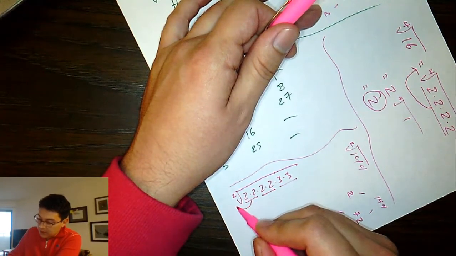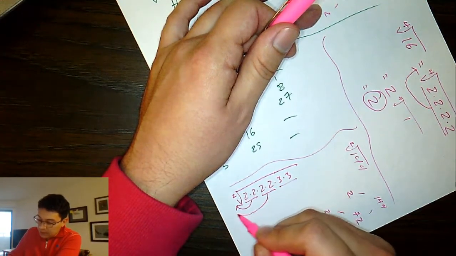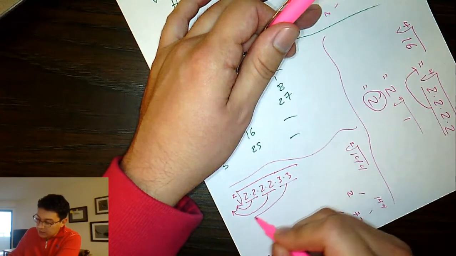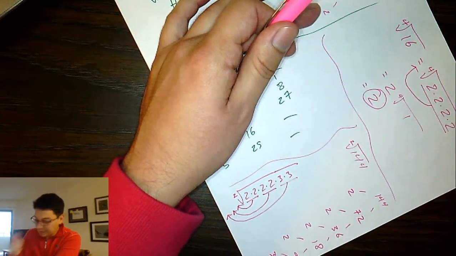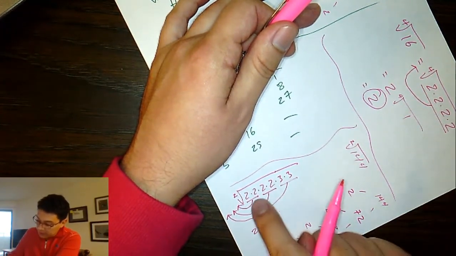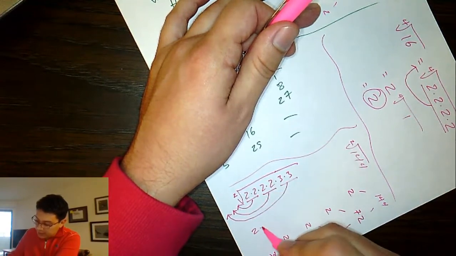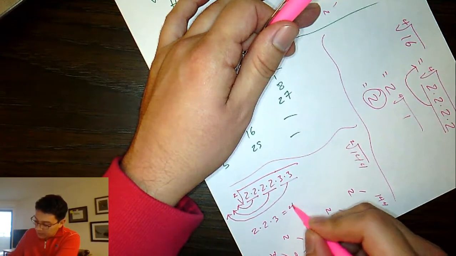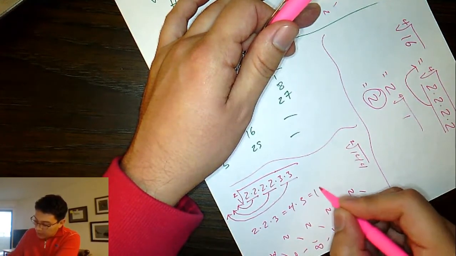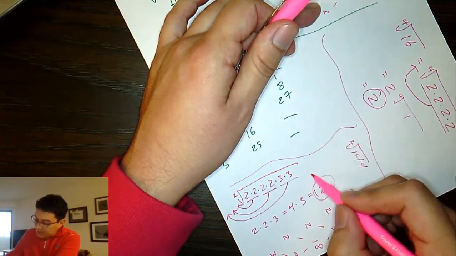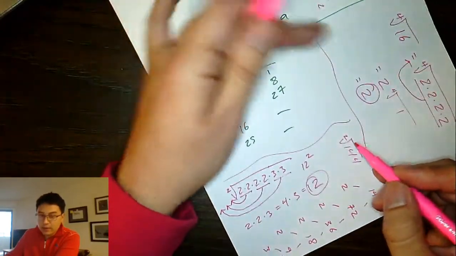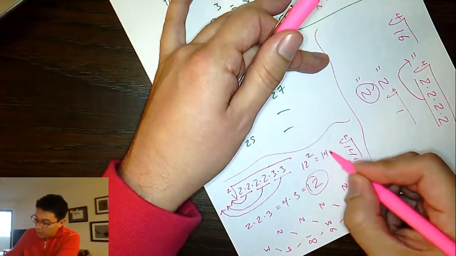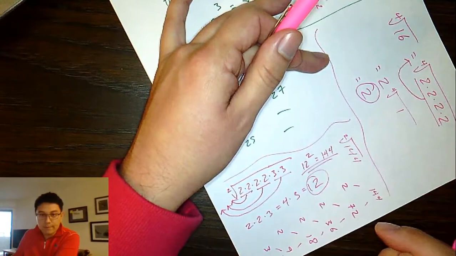Each of these comes to the outside of the radical sign as a single unit of whatever the pair was. So that's going to be a single 2, that's a single 2, that's another single 2, and that's a single 3. So that's going to be equal to 4 times 3, which is equal to 12. What this means is that 12 squared is equal to 144. Okay? All right. Go back there, show that again.